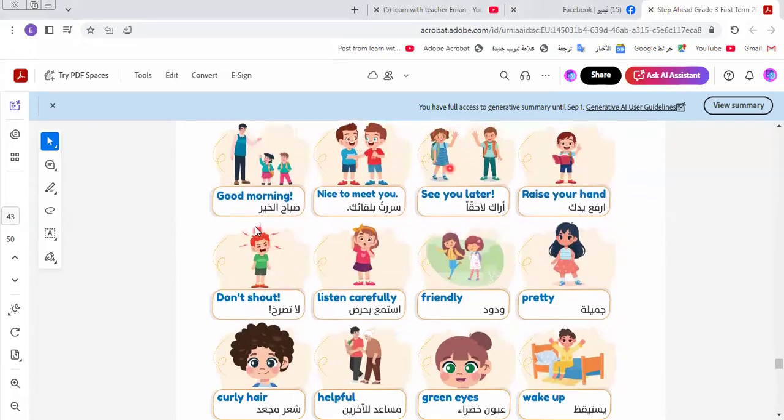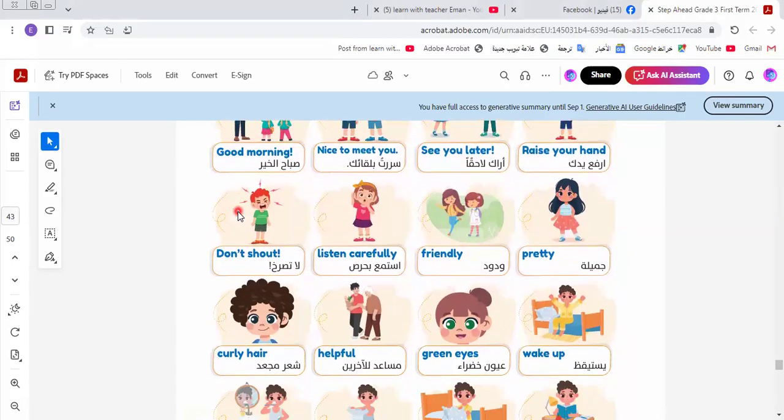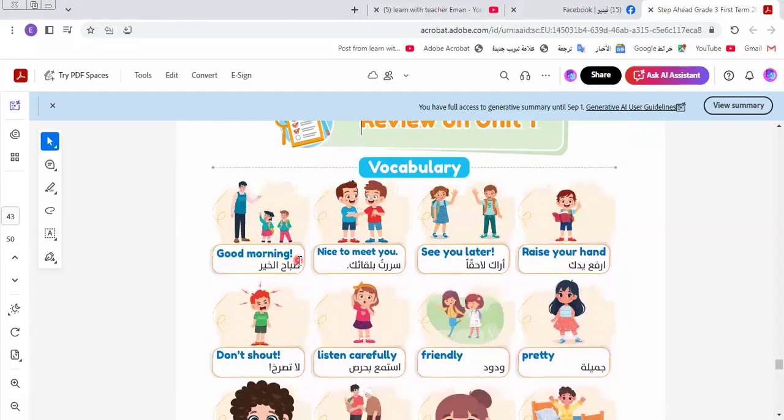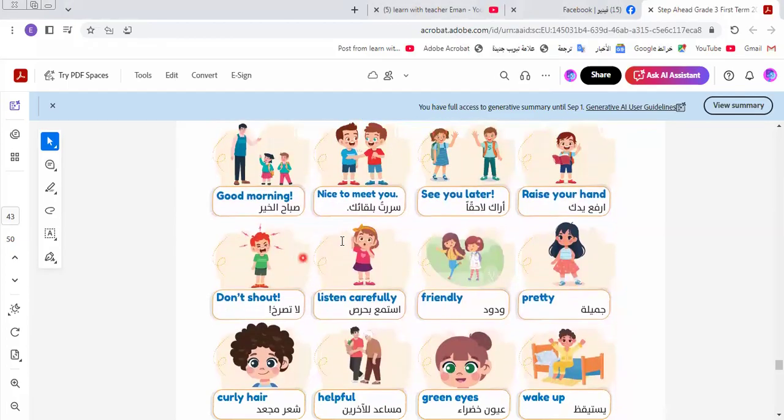In this unit, we know some greetings and vocabulary. We must learn them together and we must keep them. I will repeat again, so repeat after me. Here we have good morning. We say good morning at the beginning of the day, or when we meet someone in the morning.